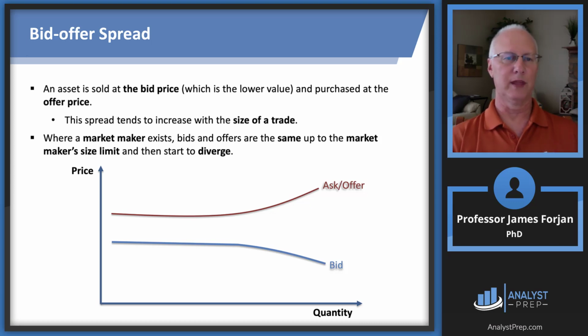And so notice what that first block point says. An asset is sold at the bid price and purchased at the offer price. And so if you're the market maker, you have a built-in mechanism under which you can buy low and sell high. And so that represents the market maker's total revenue. And out of that total revenue has to come all the costs plus some compensation for being in the market.